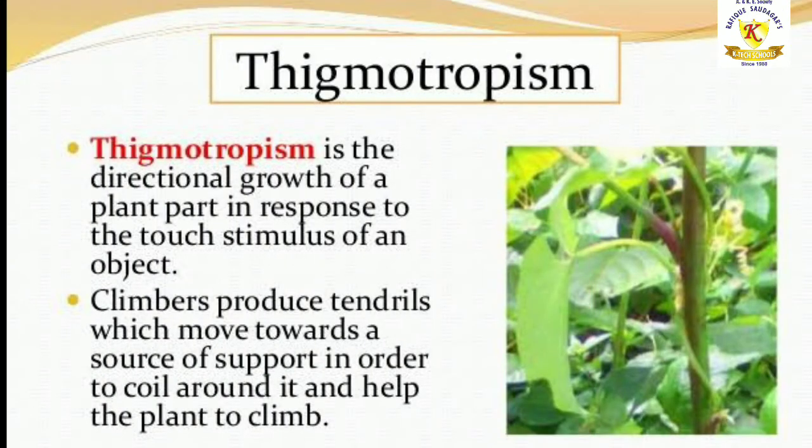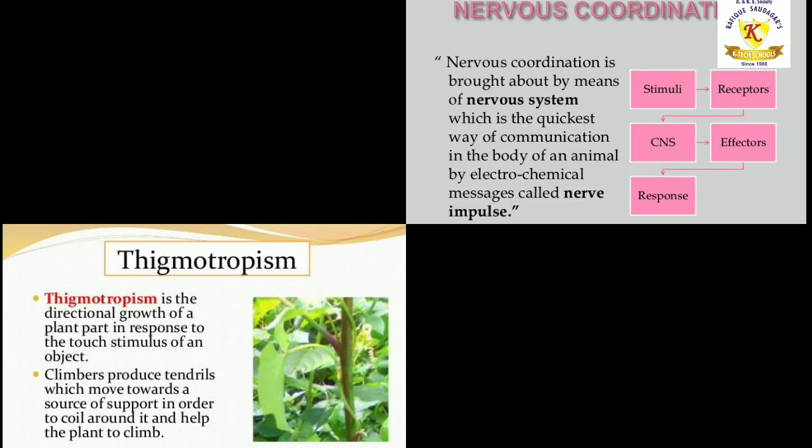Thigmotropism. It is the directional growth of a plant part in response to the touch of an object. Climbers produce the tendrils which move towards a source of support in order to coil around it and help the plant to climb. Got it?